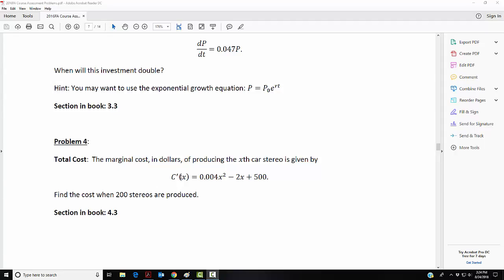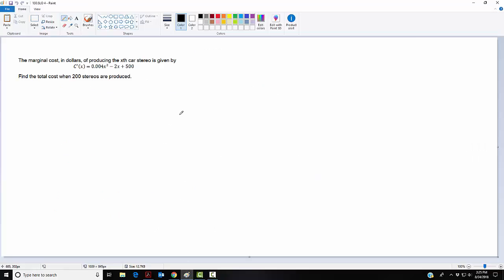So it is the C prime. So marginal cost equals the C prime. This is from section 4.3 in the book, and let's take a look at it. There are some quicker ways to do it, but basically what we're looking at here is a definite integral, and the definite integral is going to go from 0 to 200 stereos of this equation, 0.004 x squared minus 2x plus 500, and this is with respect to x.